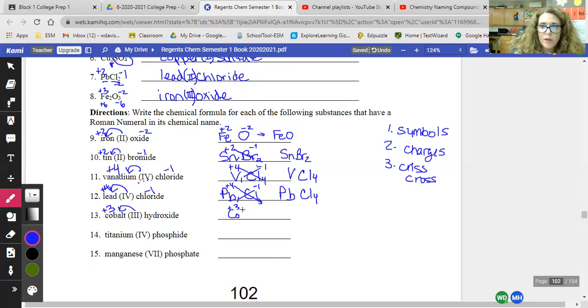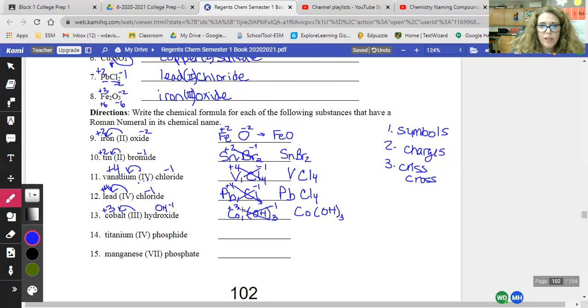Now hydroxide, I go to table E. Hydroxide is the OH, and it has a -1 charge. So I'm going to put that in parentheses, there's my hydroxide, -1 charge, right? Symbols, charges. Now I crisscross. I'm going to take the 3 and pull it outside the parentheses, because I'm not just making 3 hydrogens. I need 3 of the hydroxides, and then 1 for the cobalt. So that's a Co, and then an (OH)3.